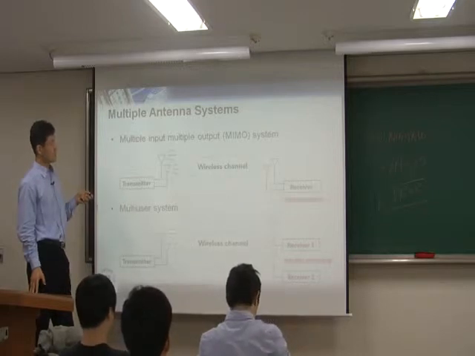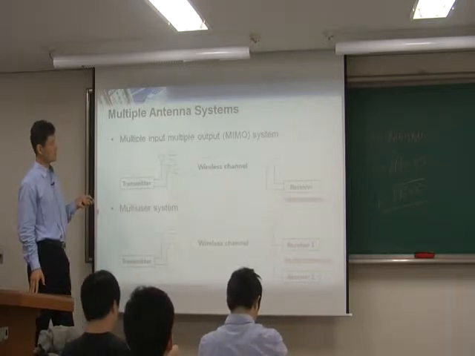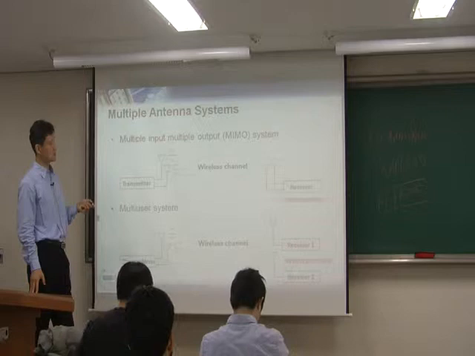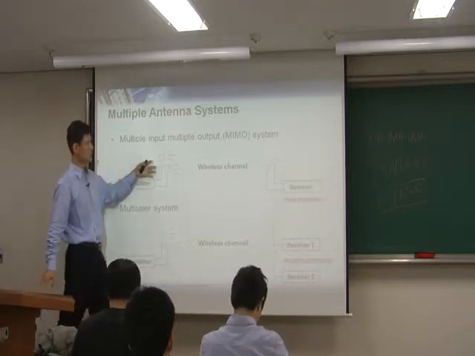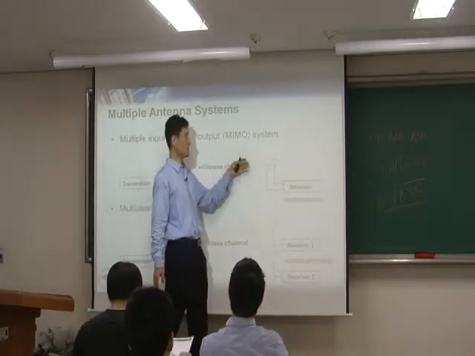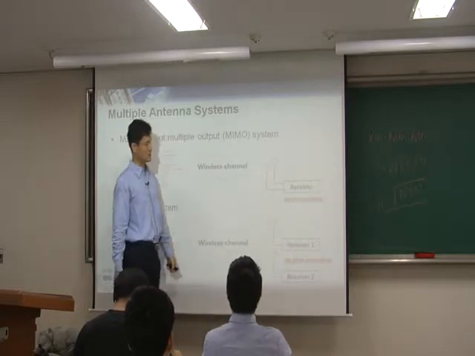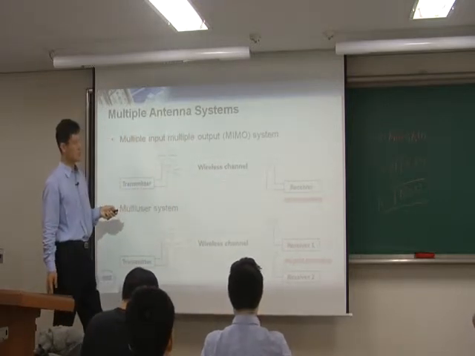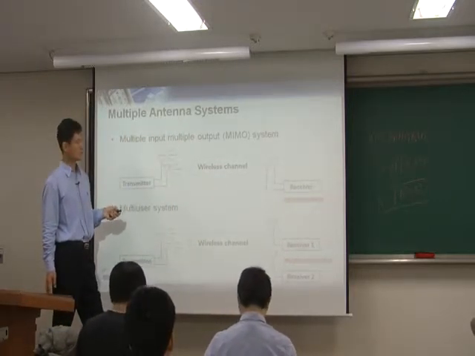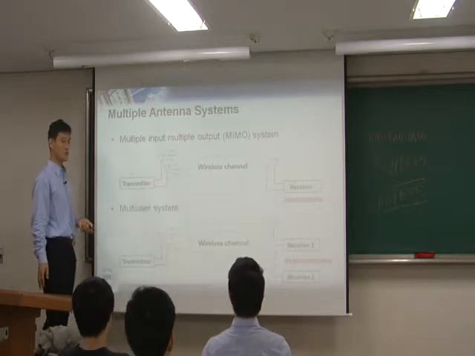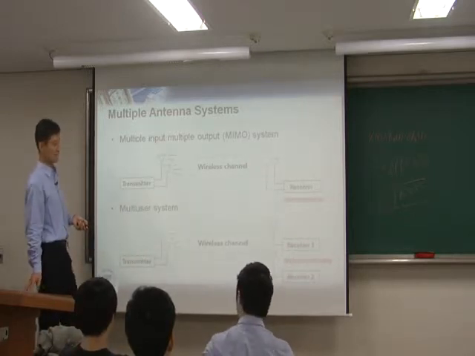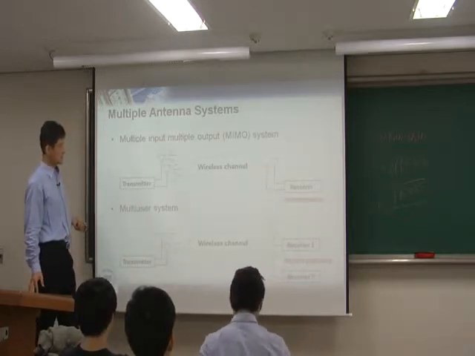Multiple input, multiple output. This is multiple antennas at the transmitter and multiple antennas at the receiver. This is called MIMO. You have multiple inputs to the channel, multiple outputs from the channel, right? This is what we call a MIMO, or someone calls it MIMO, okay? Whatever you say.